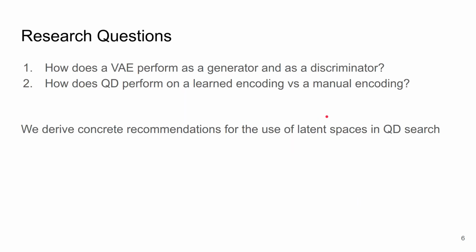The research questions we asked are: how does a VAE perform as a generator and as a discriminator? The second question: how does QD perform on a learned encoding versus a manual encoding? We derive concrete recommendations for the use of latent spaces in QD search.